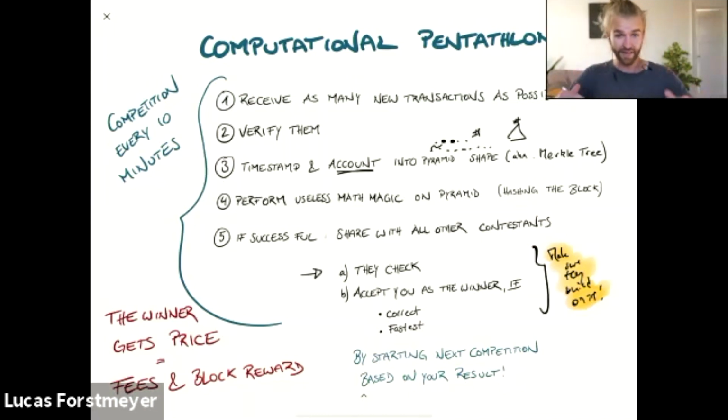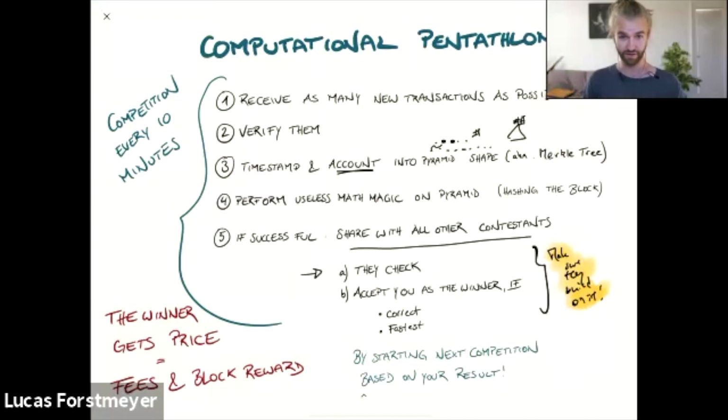Then once they've done that as quickly as they could, that's why it's a pentathlon, they perform useless math magic on that top hash, because literally that hashing doesn't do anything. All it does is make them work really hard to receive this new double hash, according to some strange rule that they've made, which is called the nonce, where the double hash has to be this difficult. And they go, oh, that's pretty difficult, and they work as hard as they can. And then when they have found that double hash, they share it with all the other contestants.